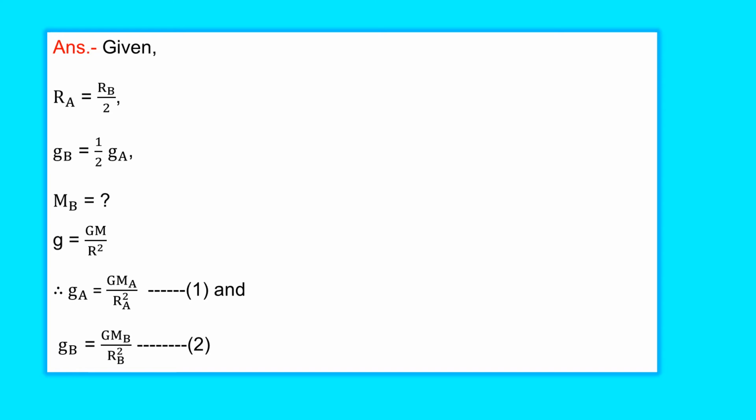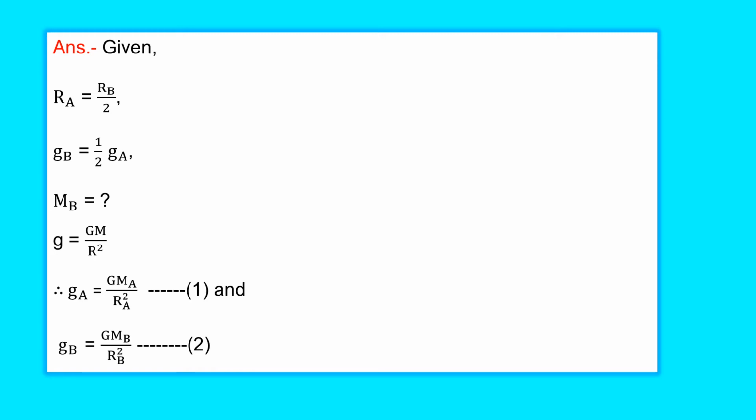So let us write, children, first of all given things. Radius of planet A is half the radius of planet B. So Ra is equal to Rb upon 2. Then value of g on B is half that of its value on A. So therefore gb is equal to half of ga, means gravitational acceleration of B is equal to half of gravitational acceleration for A. Now we have to calculate mass of B. So mass of planet B, that is capital Mb, is equal to question mark.